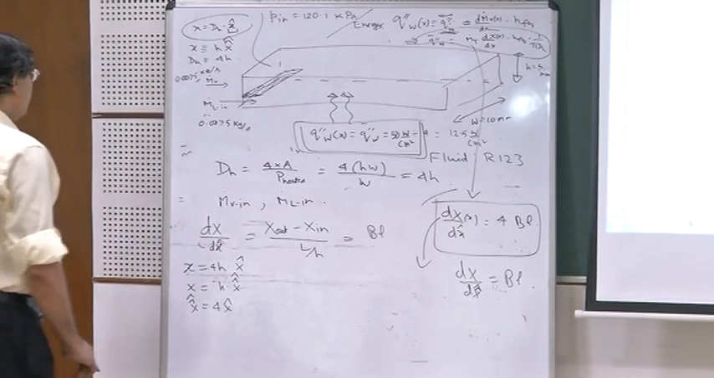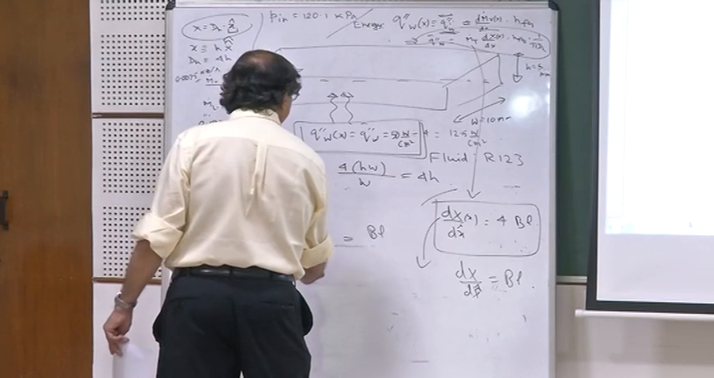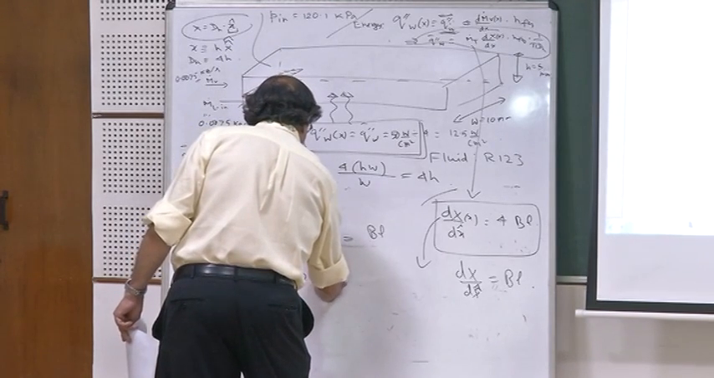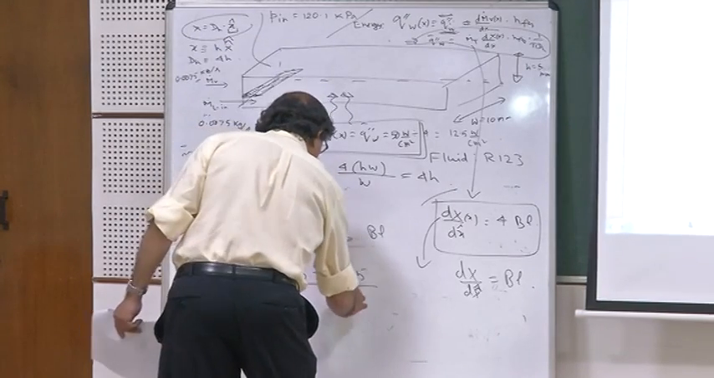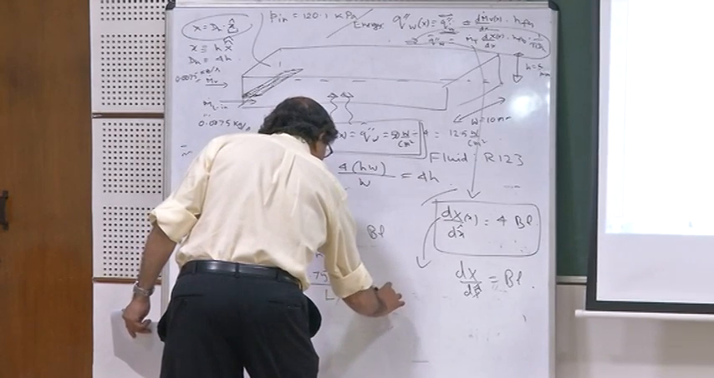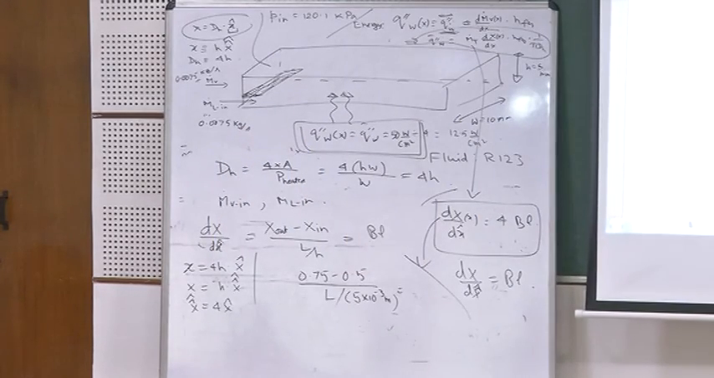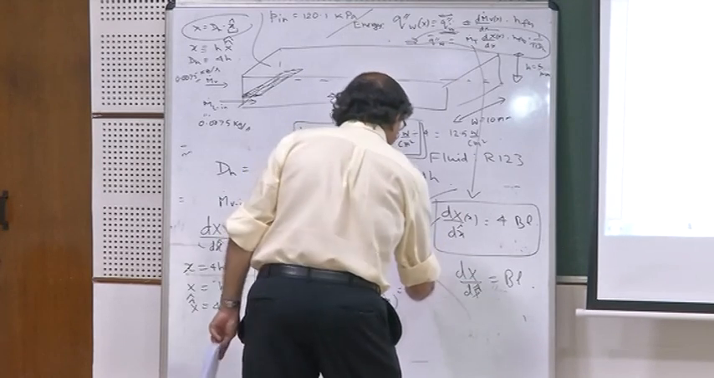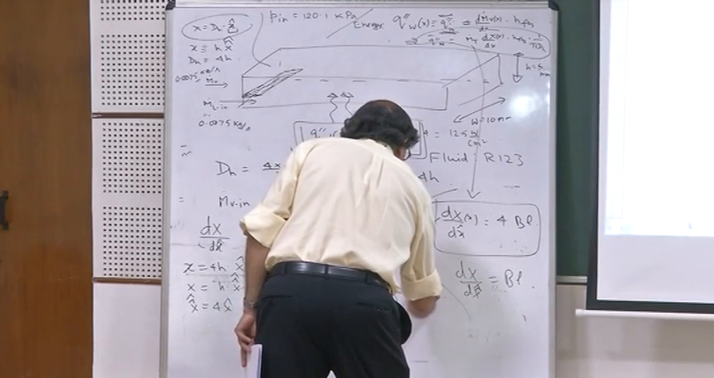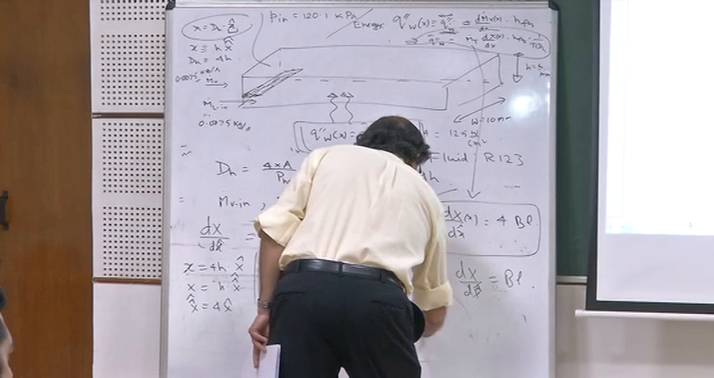X double caret. So based on this, we have X out is 0.75, X in is 0.5, L is what we want to find out, and H is given as 5 times 10 to the minus 3 meters, and the value of the boiling number has been computed, which is defined correctly. It's 0.0099, equal to q double prime wall bar by G h_fg, so it becomes 0.0099.